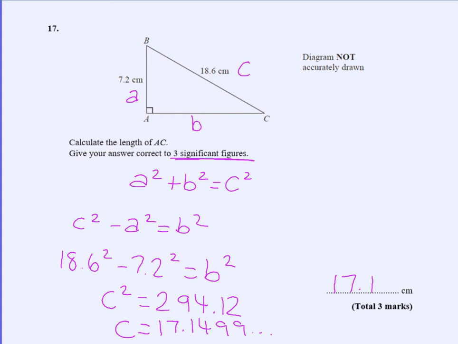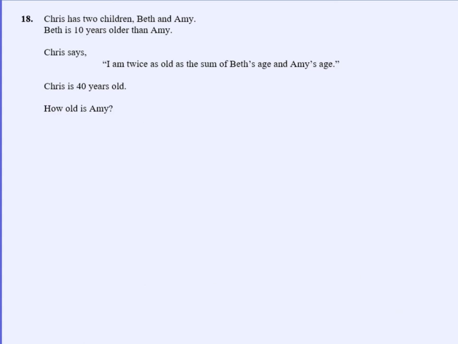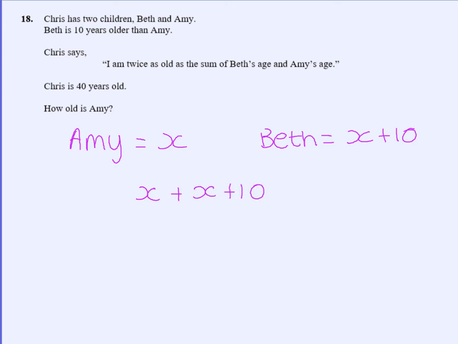Coming on to question 18 there. So Chris has two children, Beth and Amy. Beth is 10 years older than Amy, so I'm going to call Amy x. I'm going to call Beth x add 10. And then Chris is twice as old as the sum of Beth and Amy's age. So x add 10 plus x gives us the sum of both their ages, so 2x add 10. And multiply that by 2, gives us Chris's age.